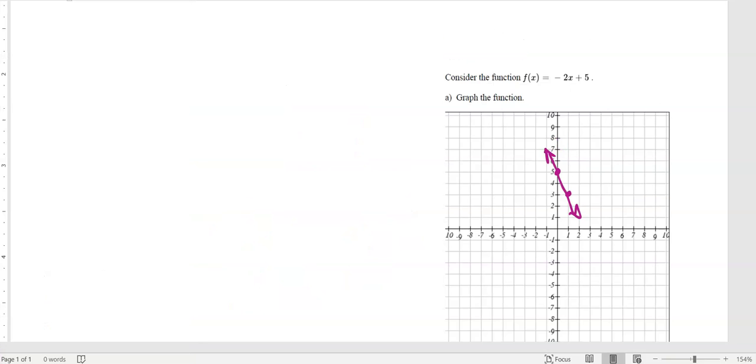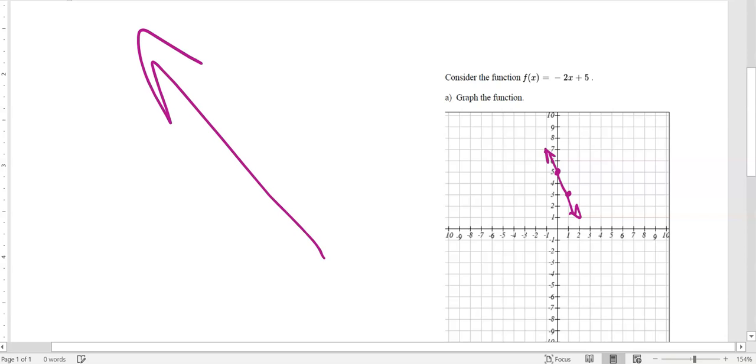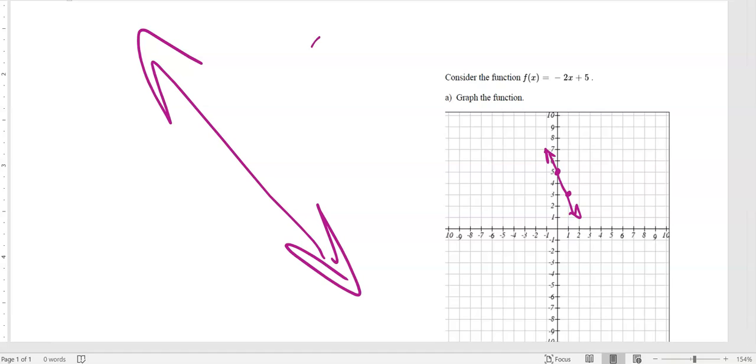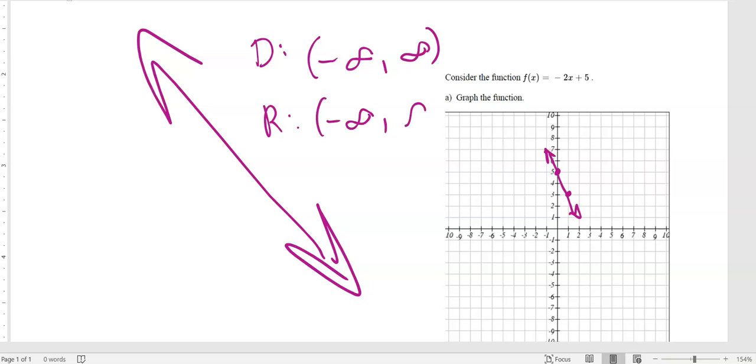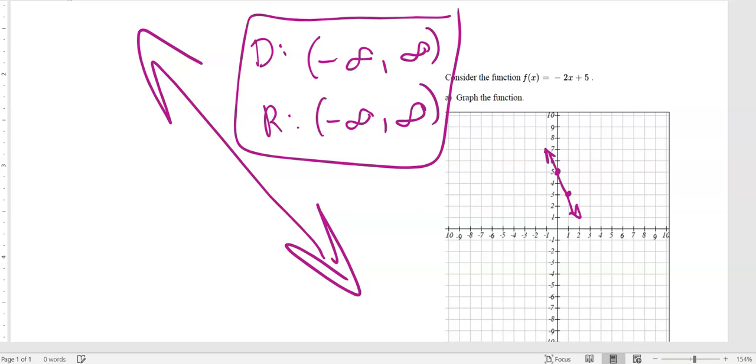Parts B and C ask for the domain and the range. Now for a line, we know that really it goes in both directions, left and right. So the farthest left it would go would be negative infinity, and the farthest right it would go would be positive infinity. This would be my domain. And then for my range, the lowest it will go is negative infinity, and the highest it will go will be positive infinity. So for a linear equation, your domain and your range are always negative infinity to positive infinity.